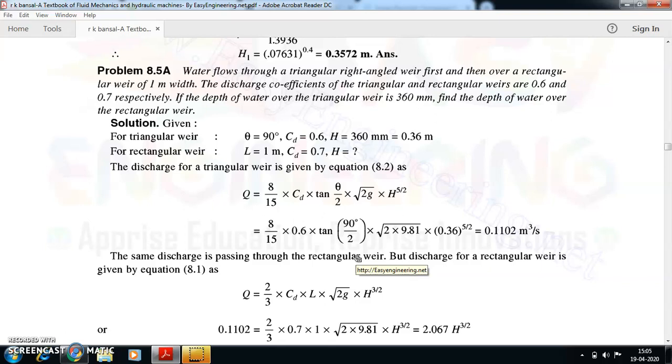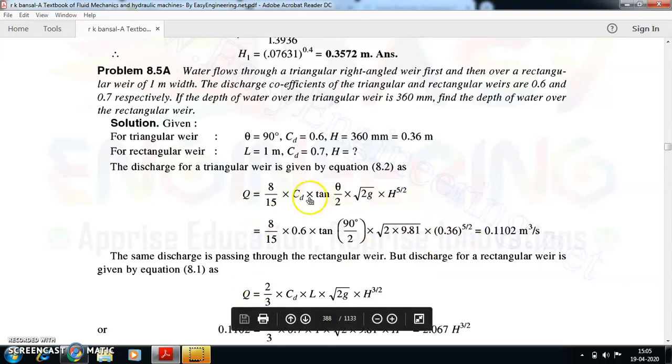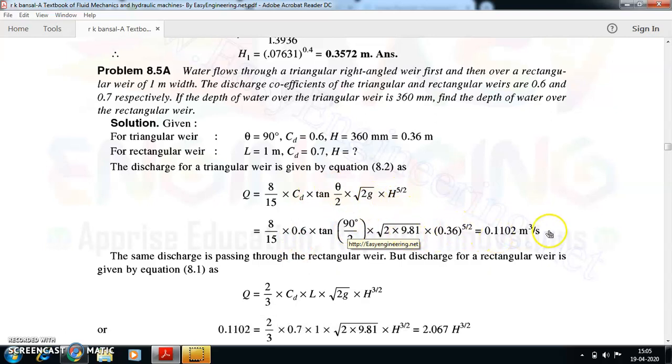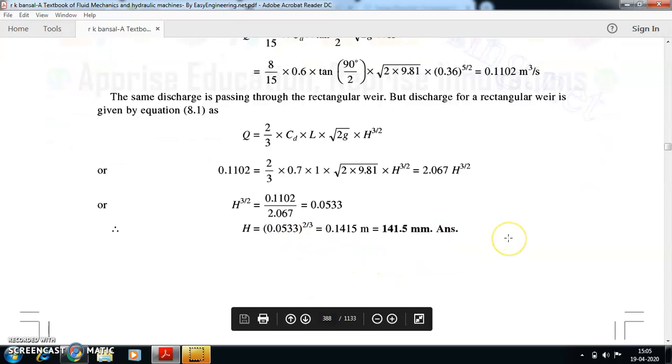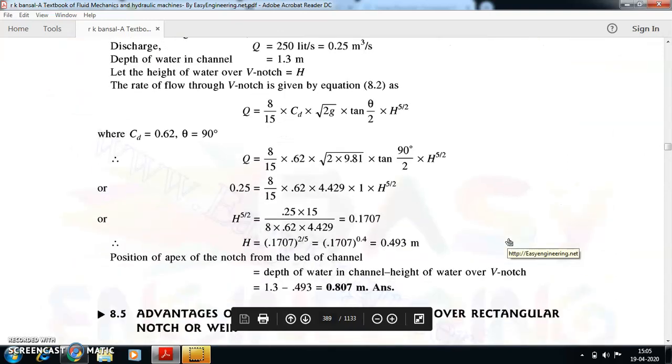See, the problem is exactly the same repetition of the previous problem. In the previous problem, it was first rectangle, then triangle. Now it is vice versa. First the triangle, where the H value is given, where the water flows, then the rectangle. So go for the triangle Q, find the value. You know everything: Cd, theta, and the H value is given to you. Done. Next you go for the rectangular. Let's take the same Q value. You need to find this H value. L is 1 meter given to you. So the H value can be found. So this is the same problem repeated again.